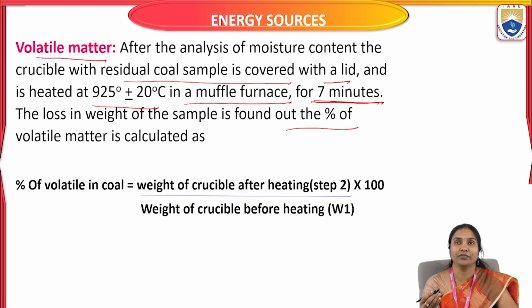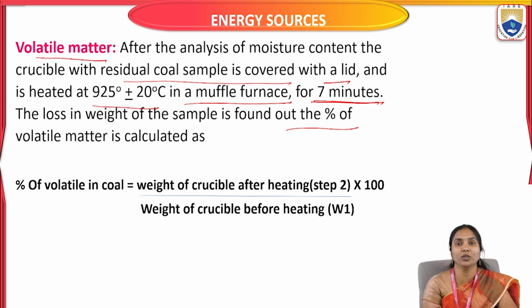So here, after completing the moisture content, the same crucible with residual coal sample, closed with the lid, is heated in the muffle furnace, maintaining a temperature range of 925 plus or minus 20 degrees centigrade for 7 minutes. In this case, after heating, what we observe is the loss in weight of the coal sample. It is expressed as the percentage of volatile matter present in the coal sample.